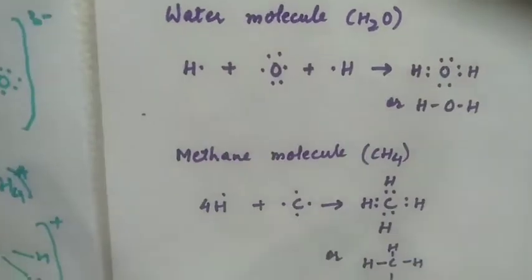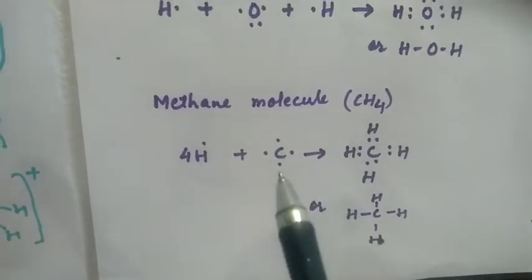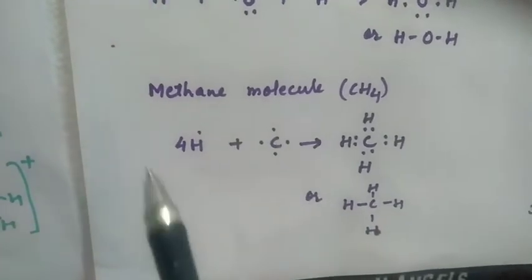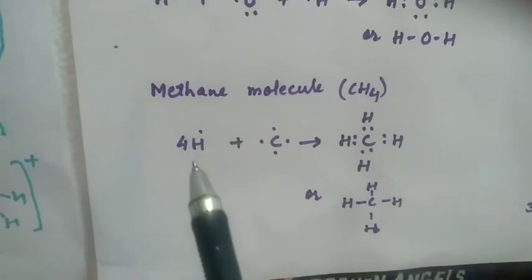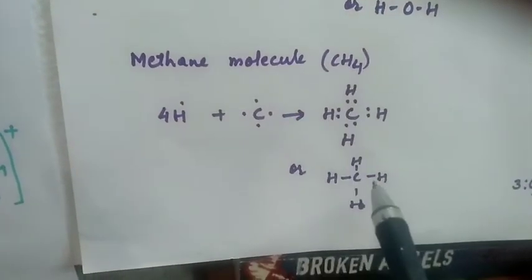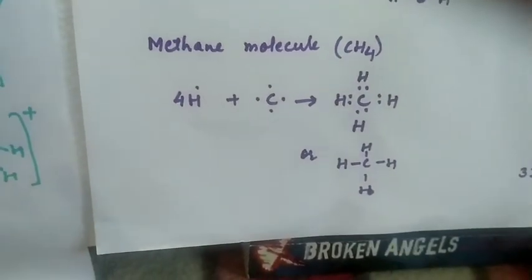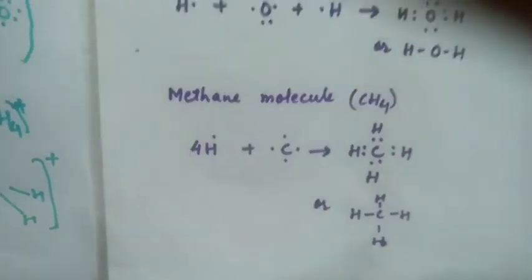So methane molecule has 1 carbon with 4 electrons in the valence shell, 4 hydrogens each having 1 electron and needing 1. So they contribute 1 electron each. In all, 4 single bonds are formed between carbon and hydrogen atoms, and methane molecule is formed.